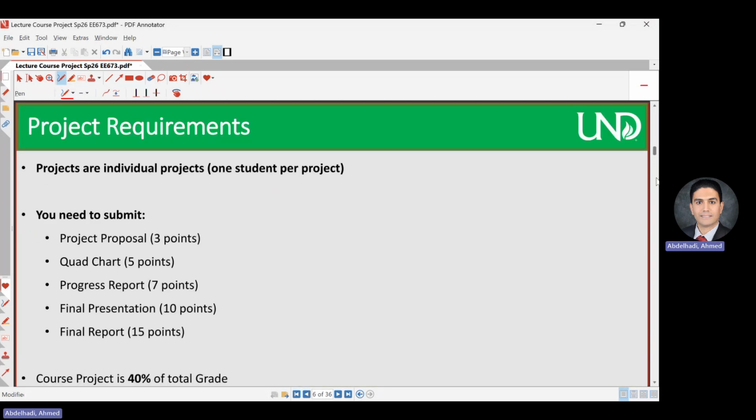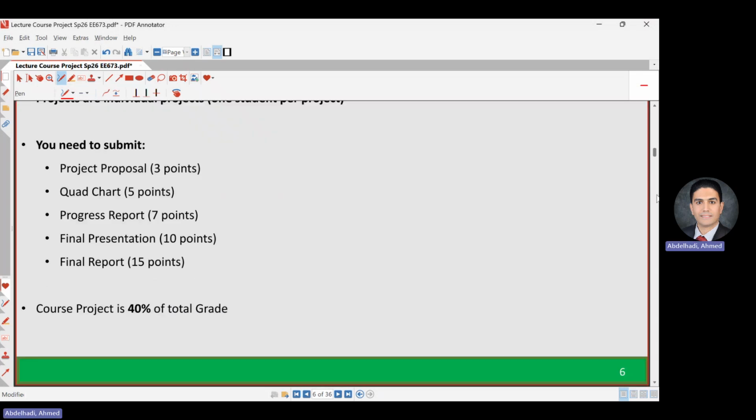So as I mentioned before, it's going to be one student per project, and these are the points for each part of the project. I have uploaded these on Blackboard, so you'll find assignments already ready for you to submit, and each one of them has these points.